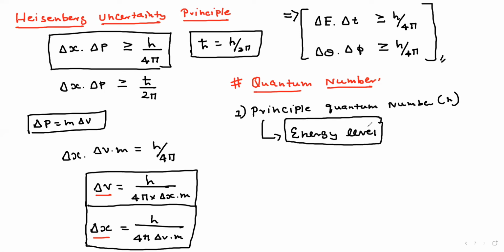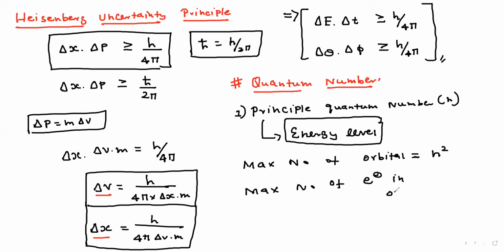Important things involved: the principal quantum number. I'm going to give the important formula, please note. The maximum number of orbitals, what is the formula? N square. And the maximum number of electrons in an orbit, what is the formula? That is 2n square. Understand? Now, the orbital angular momentum, very important.